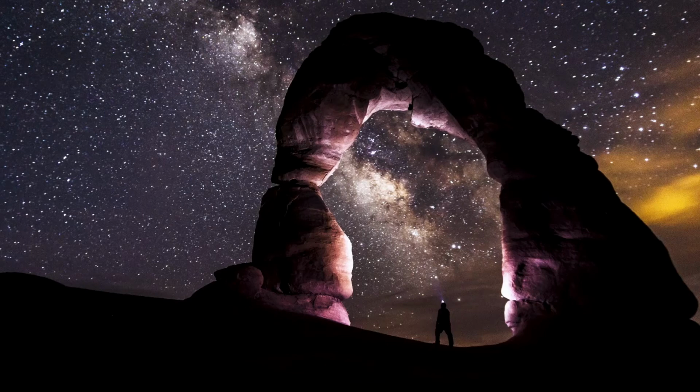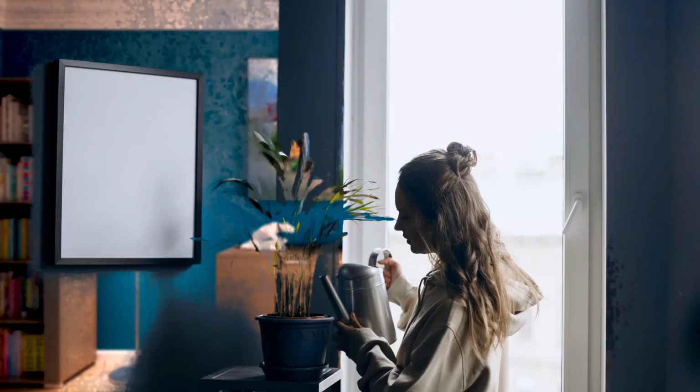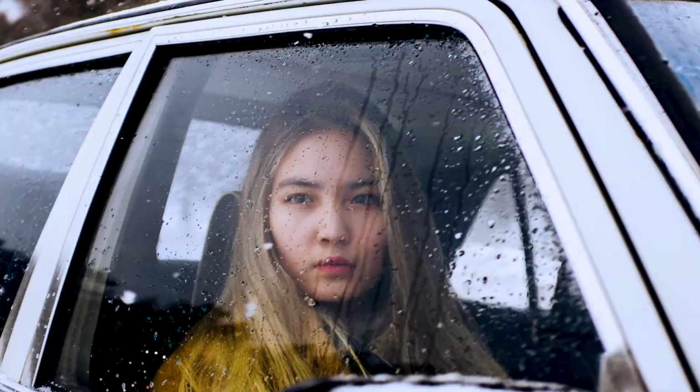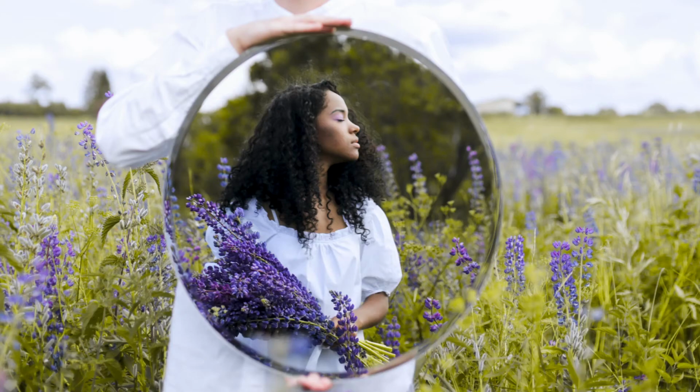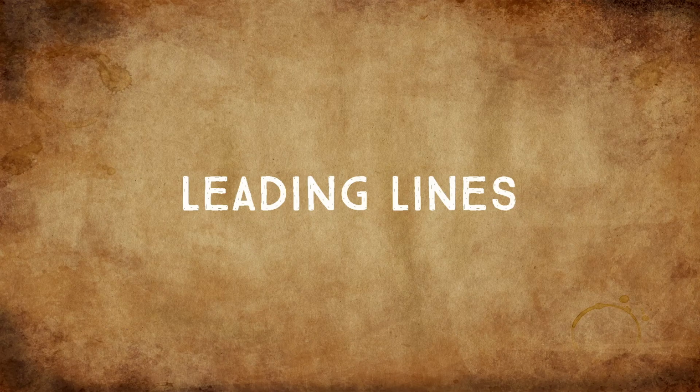So how do we create a frame within a frame? The first thing we're going to need to do is create a frame around your subject. This can be done using arches, doorways, windows, even natural foliage like trees. Using a frame within the frame is a great way of creating depth and bringing direct and clear focus to the subject.